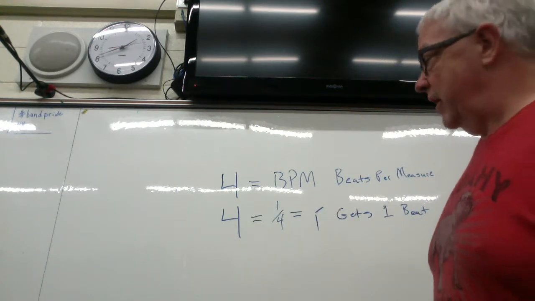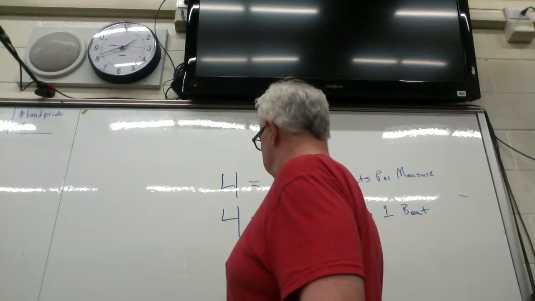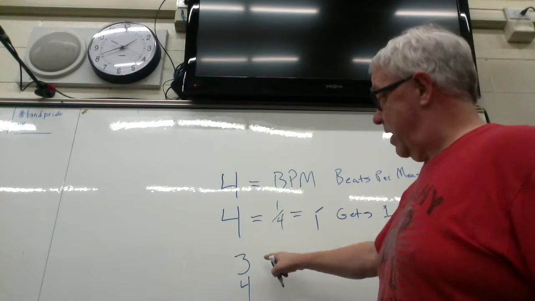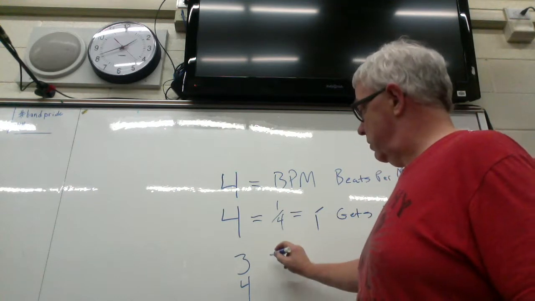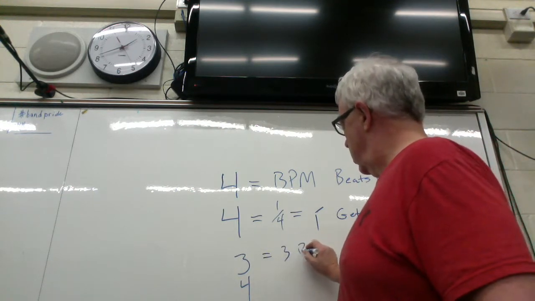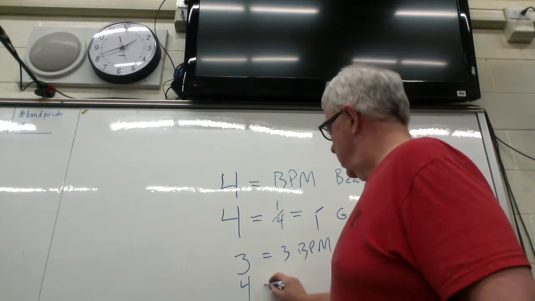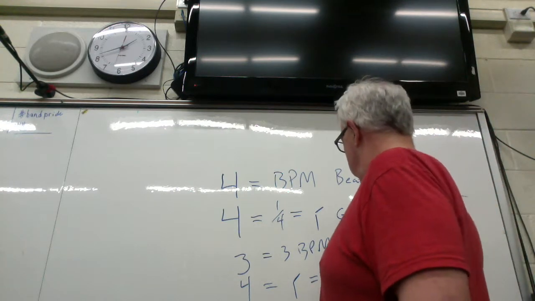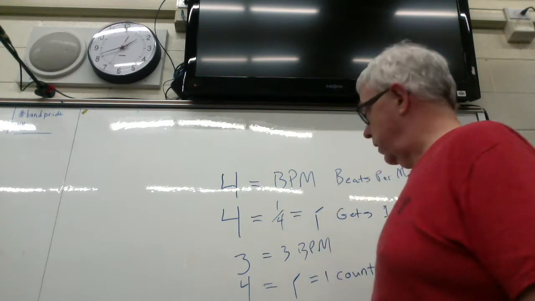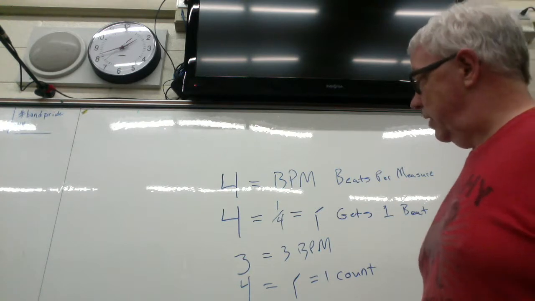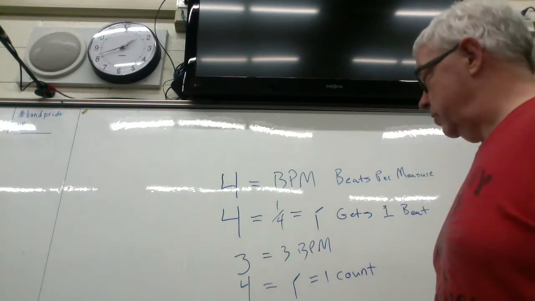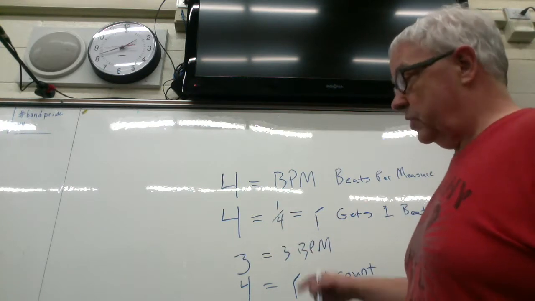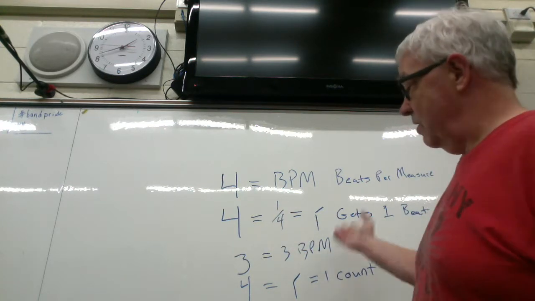We can put any combination of numbers together. We could have 3/4, exactly the same as that, except now 3 beats per measure, still quarter note equals 1 count. Okay, those are pretty easy, pretty common. I could make that 2 beats per measure. I could make that a 5, 6, 7, be that number of beats in a measure, still quarter note gets 1 count. Pretty simple.